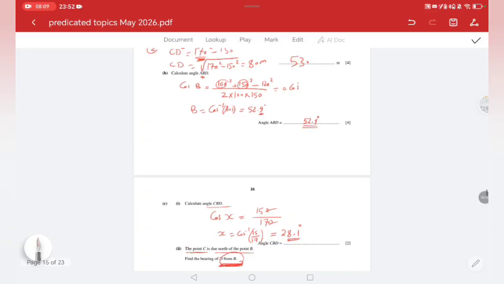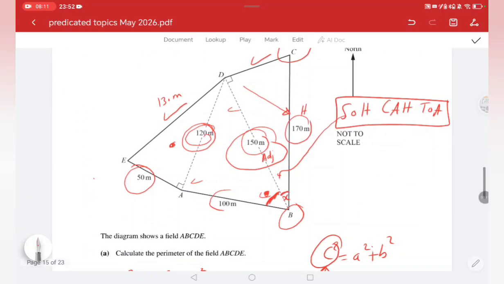When you see from B, you have to go to B first. Here is B. And this one, we said that it's vertical, so this is the north. Usually we measure from the north in bearing, and clockwise. North and clockwise till I stop at D. When you reach D, you stop. So this is the angle we need to find.